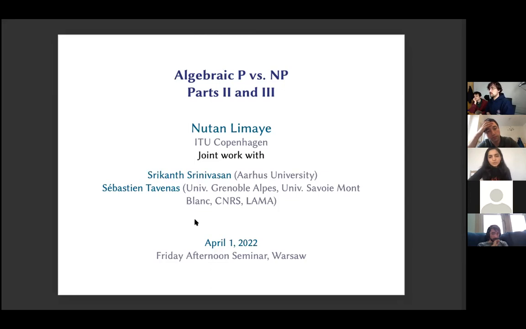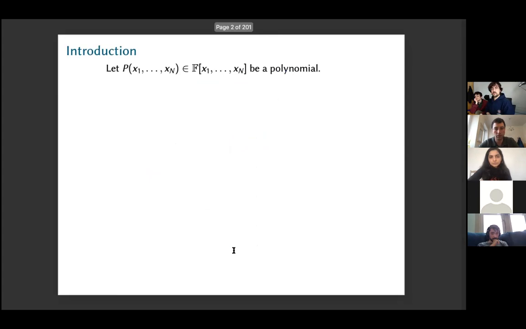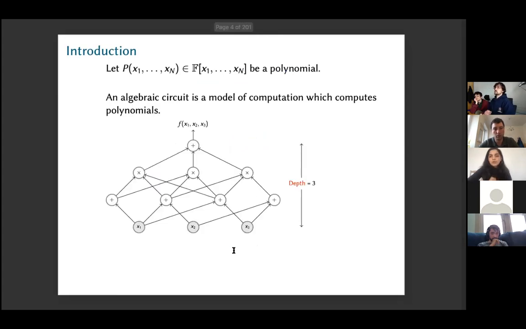So now this is more about the work we have. This is a joint result with Shrikant Srinivasan, who's at Aarhus University, and Sebastian Tavanas, who's at Lama. So we all know this part now. A lot of the slides are going to become quite easy, but I want to keep them because they put everything in context again. And maybe some things I did not quite define, which will come up. So a polynomial is just any polynomial. For us, the field is the complexes.